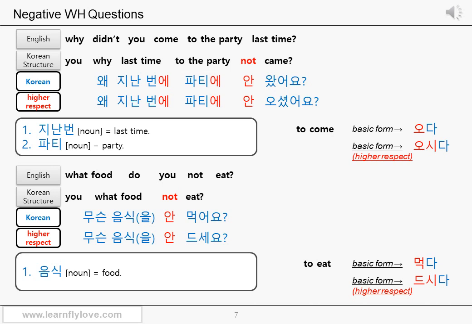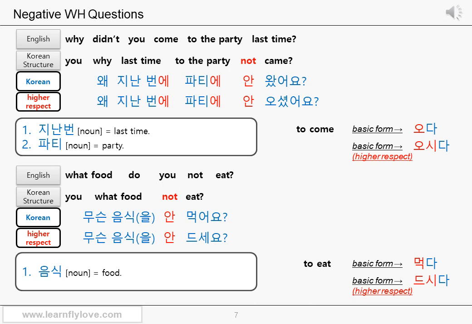to the party. Party is just party. Yes, you can add a particle 에 to party because the preposition to indicates the destination in this sentence. 파티에. Not, 안, came. It's in the past tense. 왔어요. It's a question. 왜 지난번에 파티에 안 왔어요?